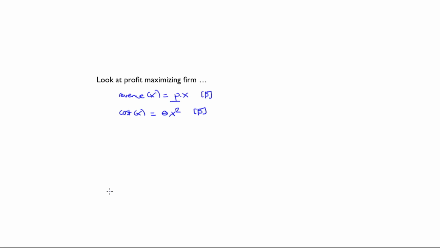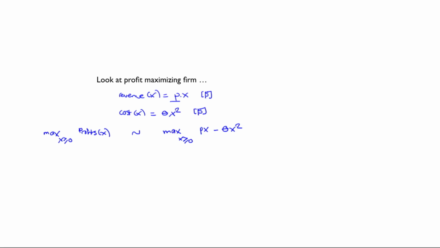Now, question: what is the best that this profit maximizing firm can do? In other words, what level of X maximizes its profits? So we can set up the problem by writing it down, which says maximize over quantity X greater or equal than 0 profits as a function of X. This is equivalent to maximizing over X greater or equal than 0. Profits are just revenues minus costs, so P times X minus theta X squared.